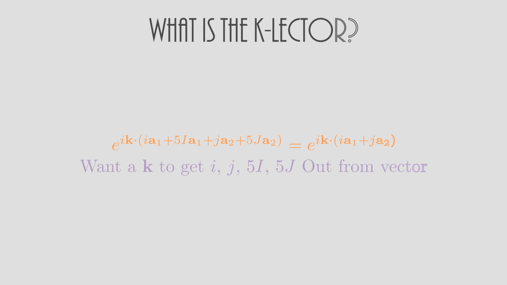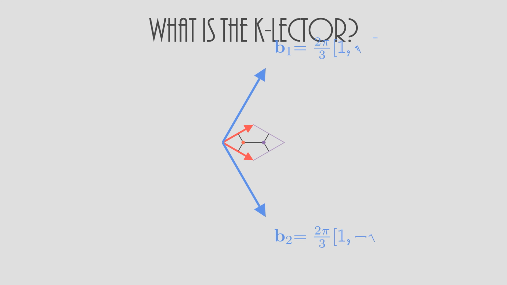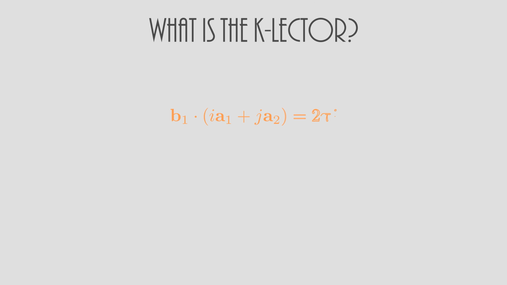Due to periodic boundary condition, we want the k-vector to satisfy the following relation. We want to write k in terms of something that can help us to filter i, j, big I, big J. We construct B1 to be a vector perpendicular to A2 in the xy plane, and we construct B2 to be a vector perpendicular to A1. We set the magnitude of B1 and B2 so that the dot product between B1 and A1 is 2 pi. The dot product of B2 and A2 is 2 pi. K is a linear superposition of B1 and B2.